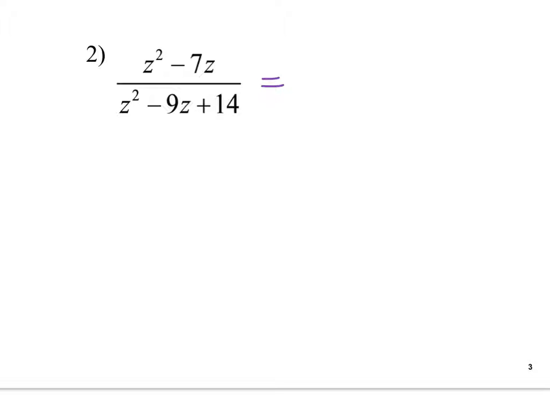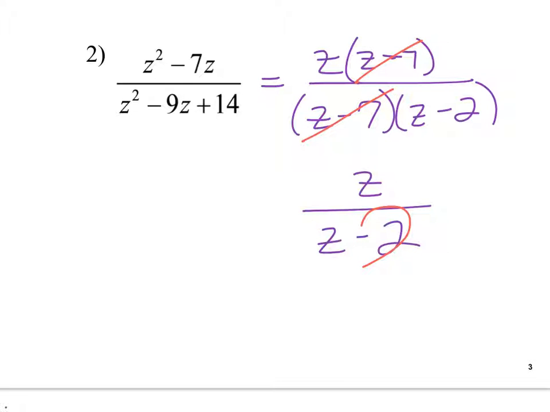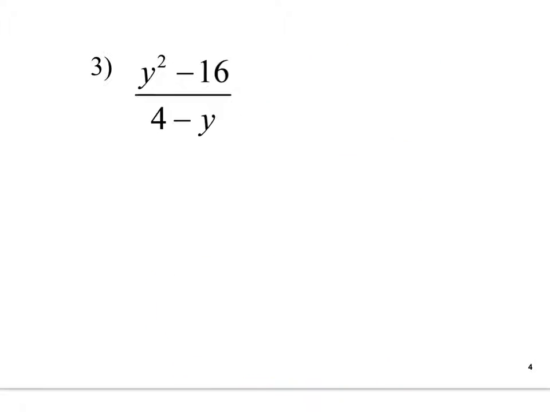Okay, so we'll factor again. Factor out the top. The GCF is z. The bottom one, we factor, let's see, z minus 7 and z minus 2. And then the z minus 7's are common. So we're left with a z on the top and a z minus 2 on the bottom. Again, this z minus 2, the z and the 2 are connected with a subtraction sign, so we cannot break them apart. So z over z minus 2 is the final answer. Don't go any further than that.